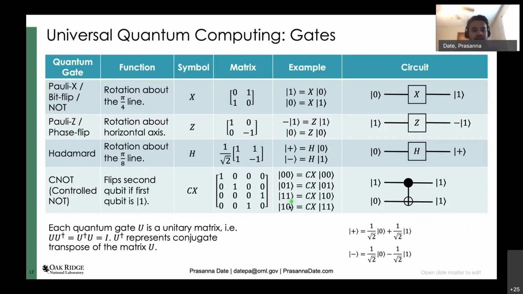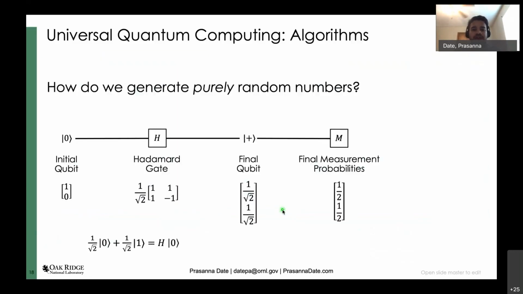Notice that all the quantum gates are essentially matrices, and these matrices have a very special property: they are unitary. A unitary matrix simply means that the product U times U conjugate transpose equals the identity. All right, so now that we have talked about qubits and gates, let's go over a very simple quantum algorithm. This is sort of the hello world of quantum computing, so to speak.